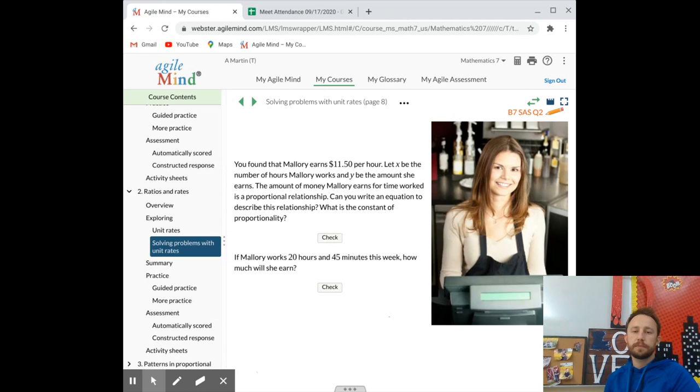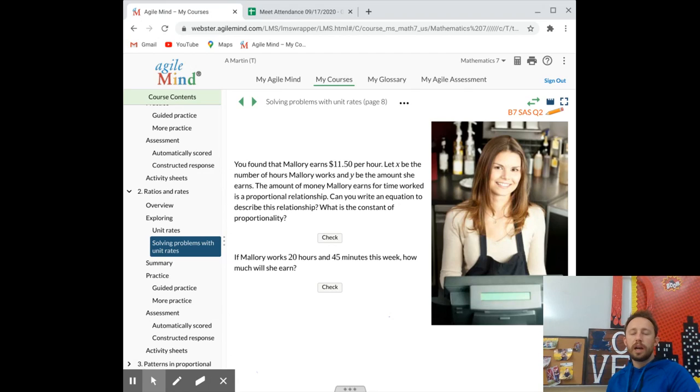You found out that Mallory earns $11.50 per hour. Let X be the number of hours Mallory worked and Y be the amount she earns. The amount of money Mallory earns for the time worked is a proportional relationship. Can you write an equation to describe the relationship? What is the constant of the proportion? Proportionality. Proportionality. Good job. All right.